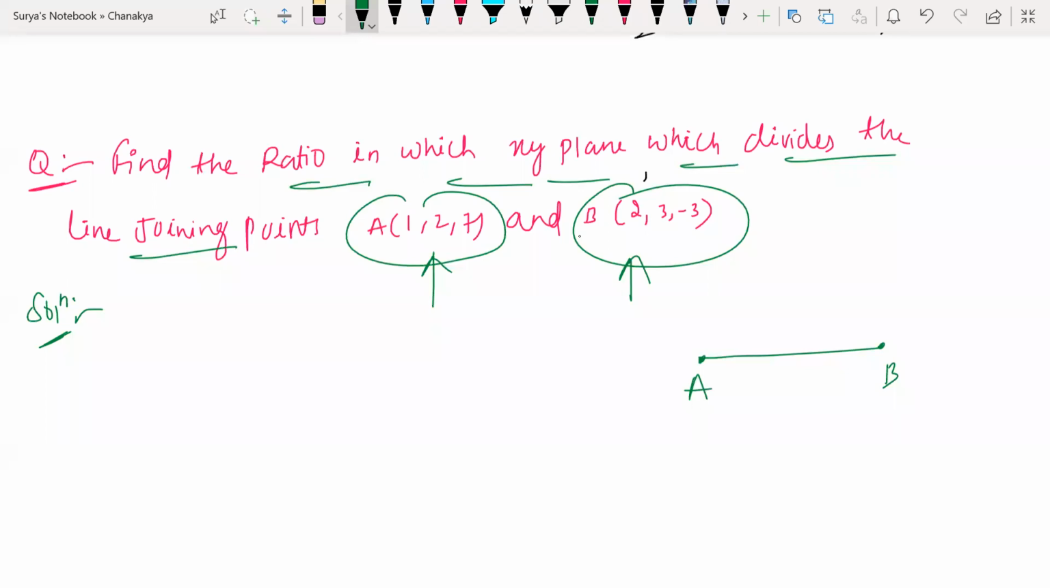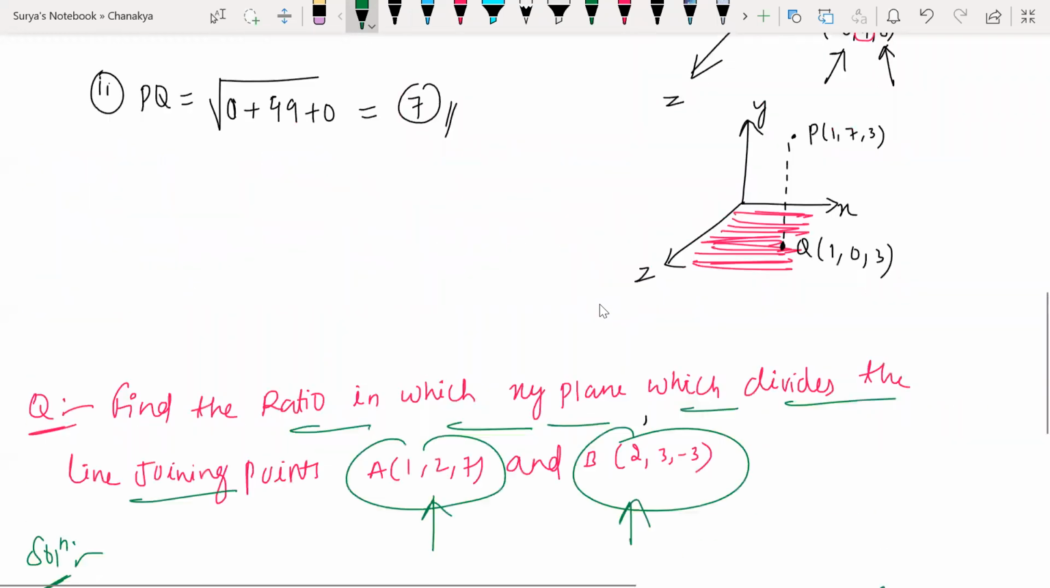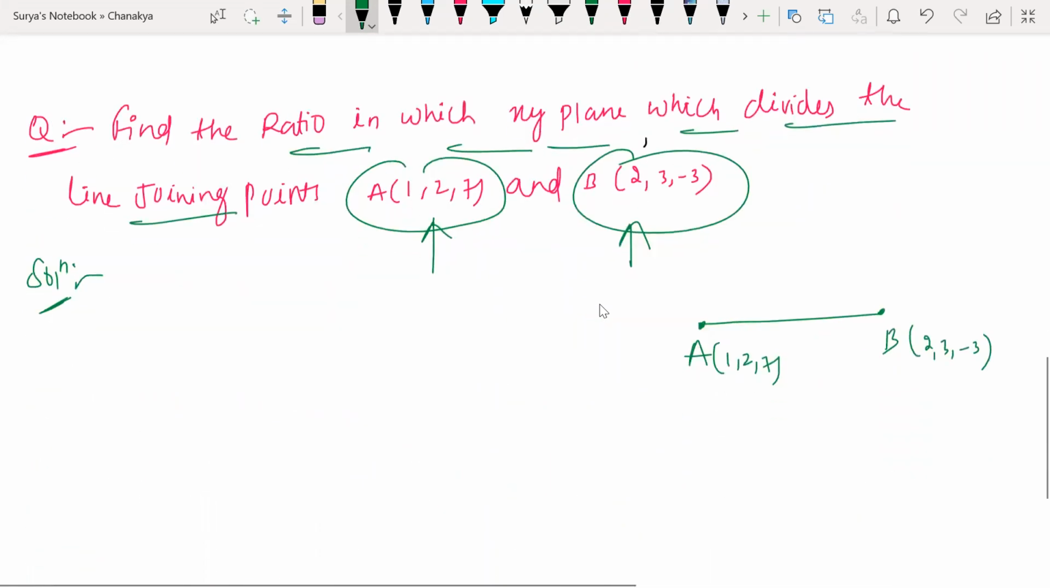A and B have a point here. What is A given? 1, 2, 7. What is B given? 2, 3, minus 3. He will ask you in options, beta. I'm just not writing options here. He will ask you all these things in options. Hope it is clear. Are you getting my point? Yes. Now look at this.